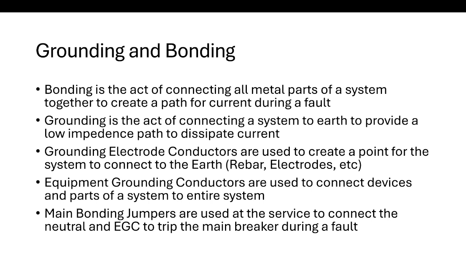Equipment grounding conductors are used to connect the devices themselves and parts of a system to the entire system. That's why you need to ground your devices and ground your box so that it's actually connected to the system. And your main bonding jumpers are used at the service to connect the neutral and the equipment ground to be able to trip the main breaker during a fault. Because if you didn't have it, if a ground fault were to occur, you're not going to get enough amps through your grounding electrode conductor to trip your breaker, is the explanation that I read. And I think that makes pretty decent sense. That's why you have that bar connecting your neutral and your ground.